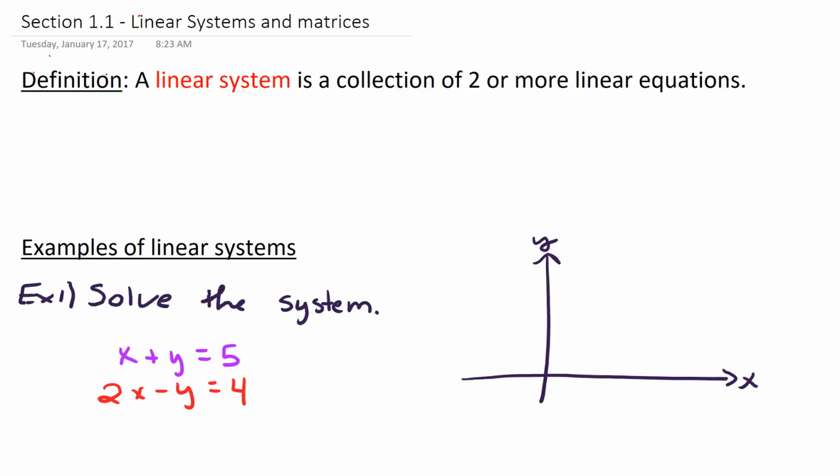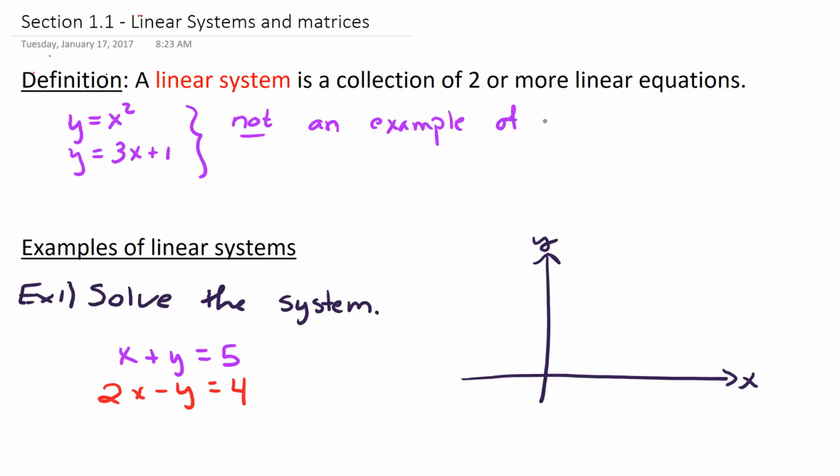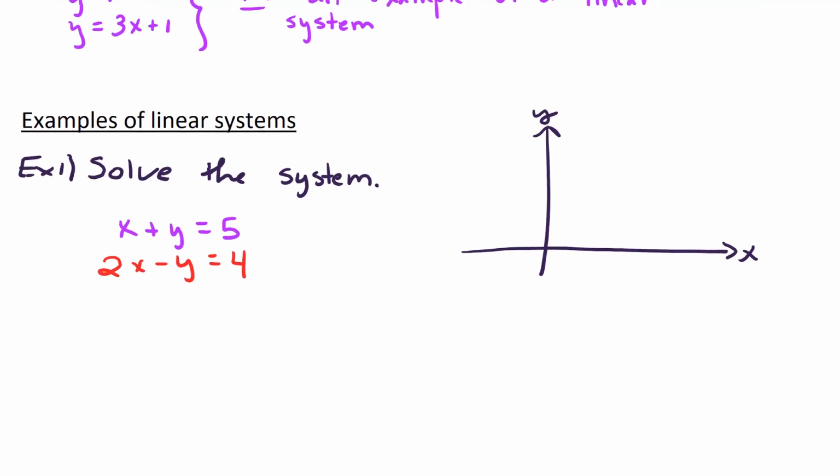So here's an example. Let's look at y equals x squared together with y equals 2x plus 1. This is not an example of a linear system. And the reason that this is not an example of a linear system is that we have an x squared in here. So to be a linear system, all of the variables need to have an exponent of 1 or less. Okay, so that's not a linear system. In our class, we will be looking at linear systems. So let's take a look at 3 different examples now.